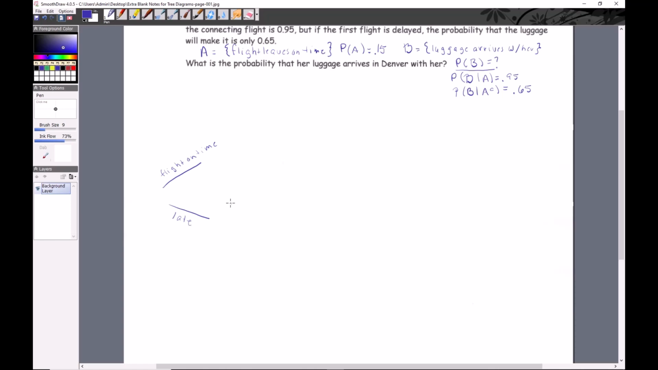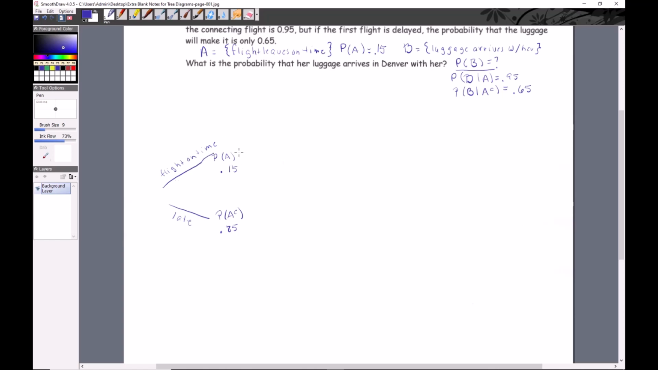Now they don't give us any other options like early or anything, so don't just make those up because you're changing the nature of the problem. This is the probability of A. So that's going to be 0.15. If it's late, that's the probability of A complement. And the two have to add up to 1 because it's either on time or it's late. There are no other options. So that's 0.85. All right, we're going to build now off of this one here.